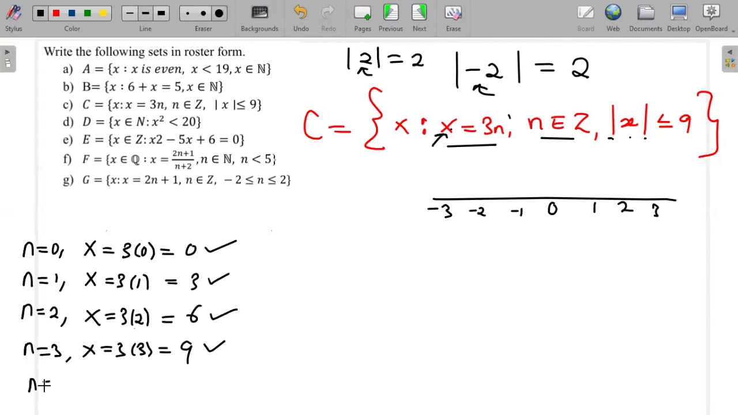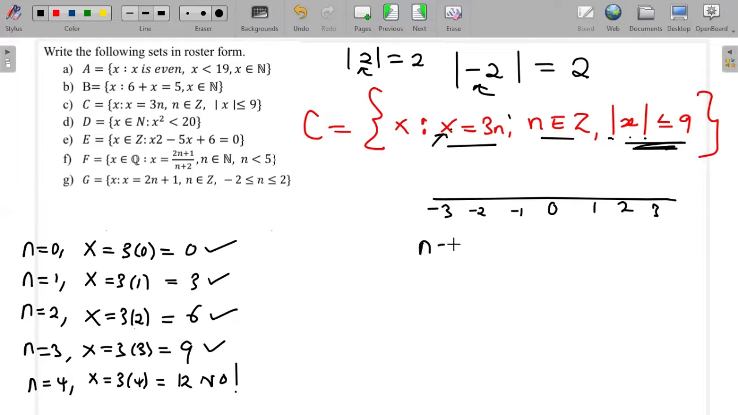Let's try to move one step forward. So n is equal to 4. We see what we're going to get. x here will be equal to 3 multiplied by 4, and this will be 12. Now if I take the modulus of 12, am I going to get a number that is less than or equal to 9? No. The answer is no. So it means enough of going to the right. Let's go to the other side of 0.